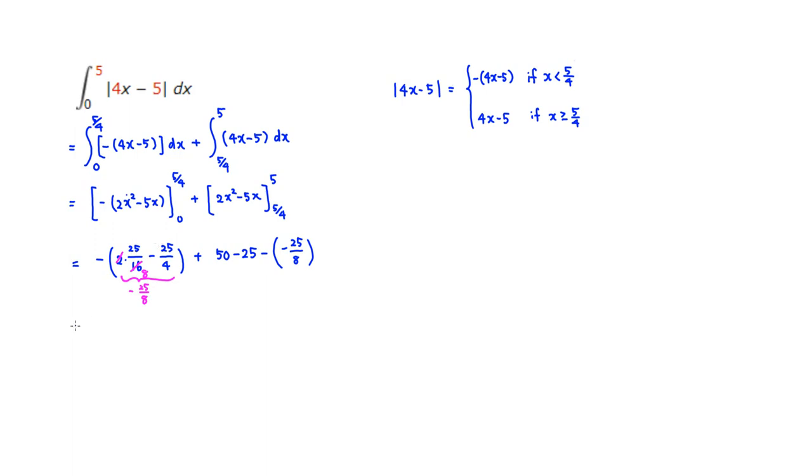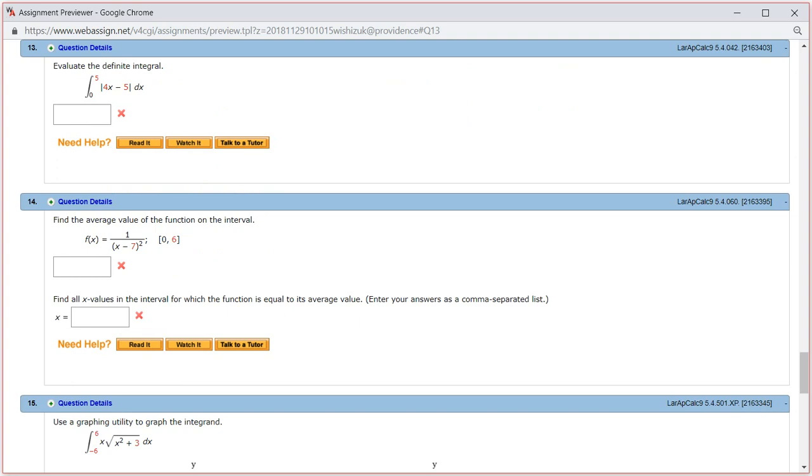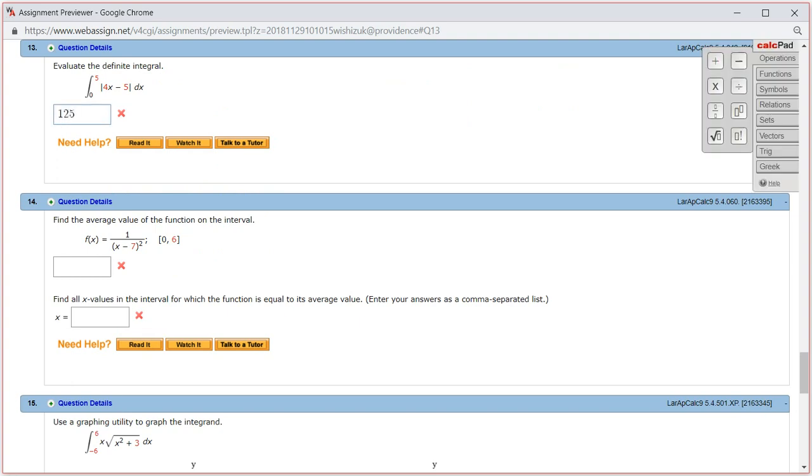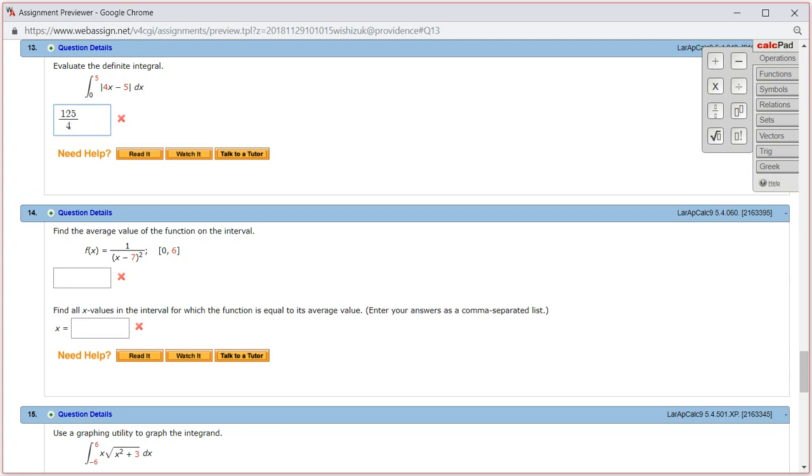So we're going to get this. You have a negative, so a double negative here. So 25 over 8 plus another 25 over 8 is going to be 25 over 4. And you're adding 25 to it, so plus 25. That's going to be, 25 is the same thing as 100 over 4, so it's going to be 125 over 4. All right, so let's type it in. We got 125 over 4.